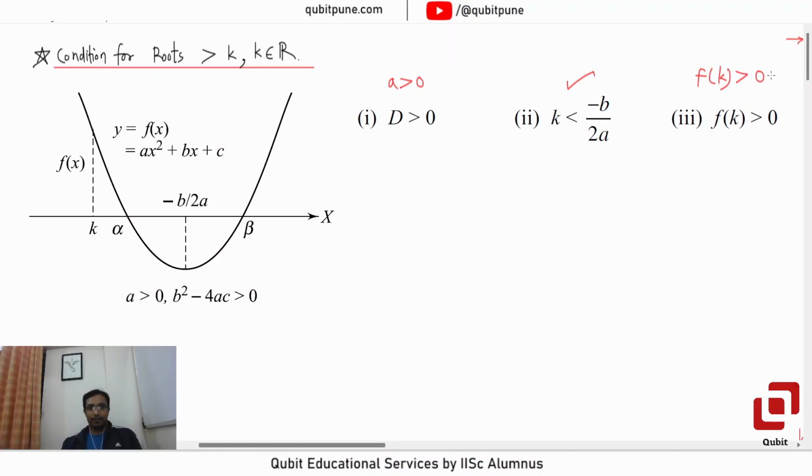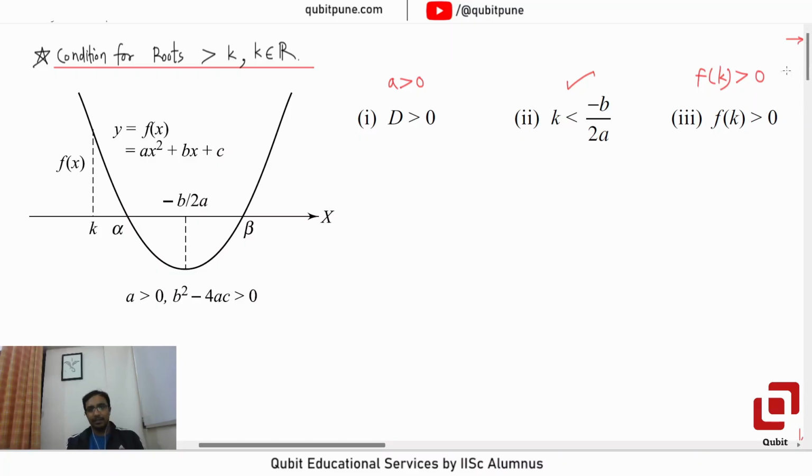Do you agree? f of k positive, f of k positive. Secondly, k should be smaller than negative b by 2a. Is that clear? Yes. Now you can easily arrive at these conditions based on the given quadratic function or equation. But this is just to make you realize that drawing a graph and knowing how the value of a and the value of the discriminant b squared minus 4ac decides the shape of the quadratic function's graph.